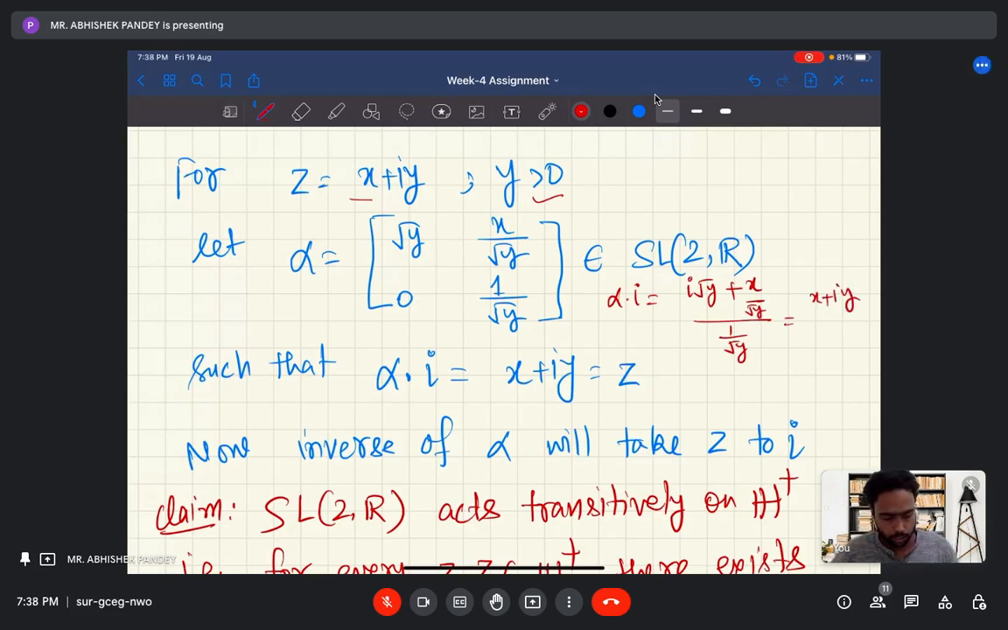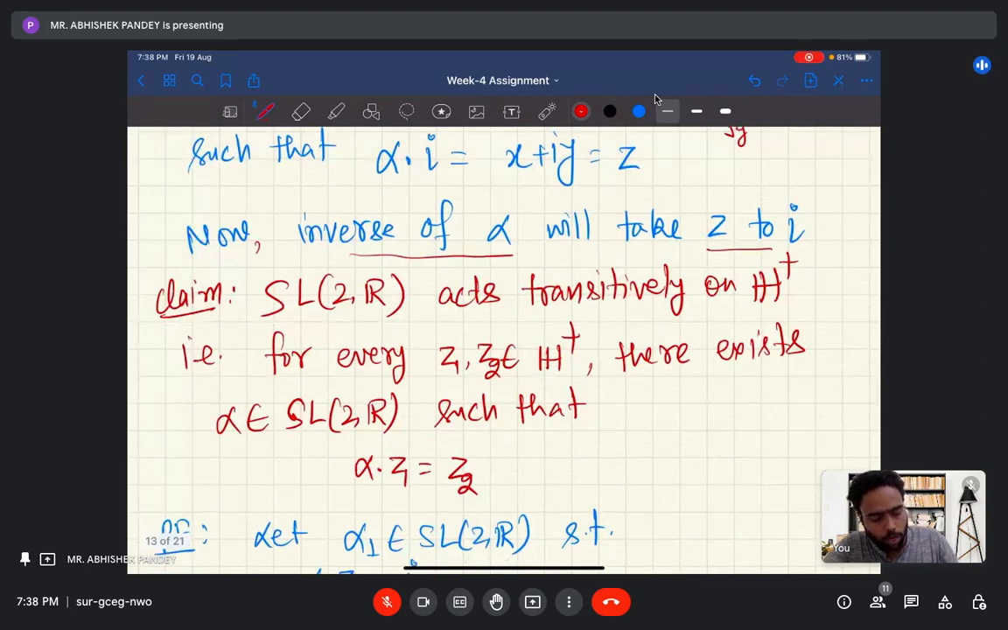Okay, so done. Now the inverse of alpha will take z to i. So option C is correct. We have constructed an alpha such that alpha·i is z, and observe that the inverse of alpha will take z to i. Our claim is SL2(R) acts transitively on H plus. That is, for every z1, z2 belonging to H plus, there exists alpha belonging to SL2(R) such that alpha·z1 equals z2.